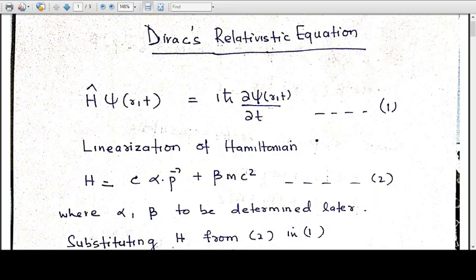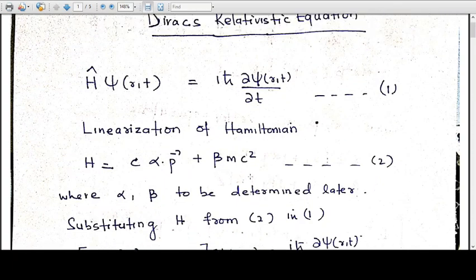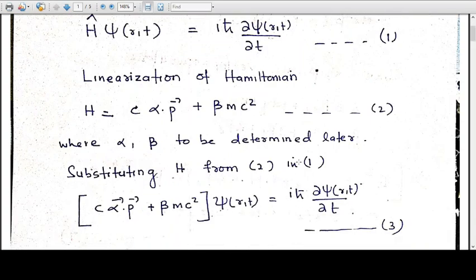Now moving further, we will try to find a first order equation, something like our Schrodinger's equation. So again we will start with our Schrodinger's equation. Now again we know H psi is equal to i h bar dou psi by dou t. Now this Hamiltonian, linearization of Hamiltonian means instead of the square root of P square C square plus M square C4 you write C alpha dot P plus beta MC square, where alpha and beta are vector operators, which will be determined after deriving the Dirac equation.